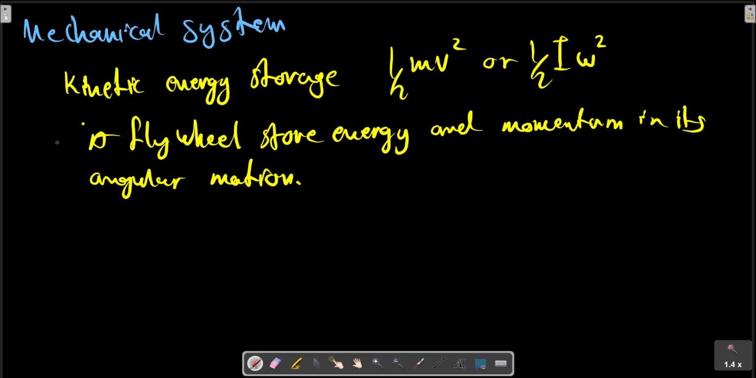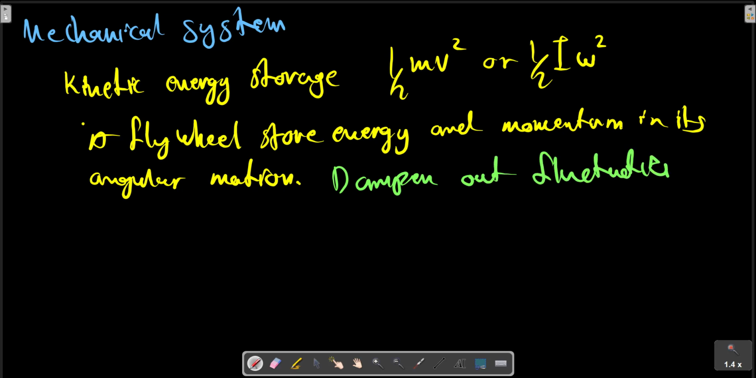It is used to dampen out fluctuation arising from the single cylinder engine that otherwise would give an uneven rotational speed. This storage is for a very short time.